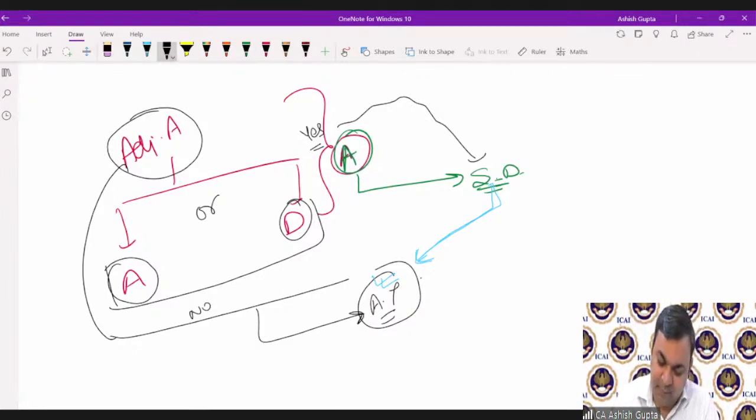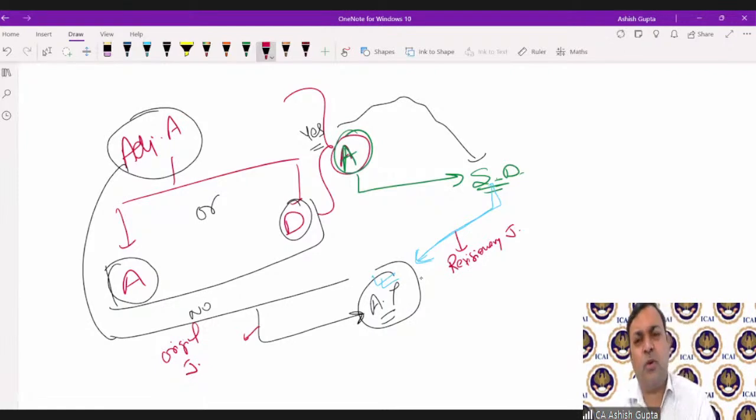One more thing. In that case, this is a revisionary jurisdiction, and this is the original jurisdiction. Original means first time. He is listening first time. That is called original jurisdiction, and this is called revisionary jurisdiction.